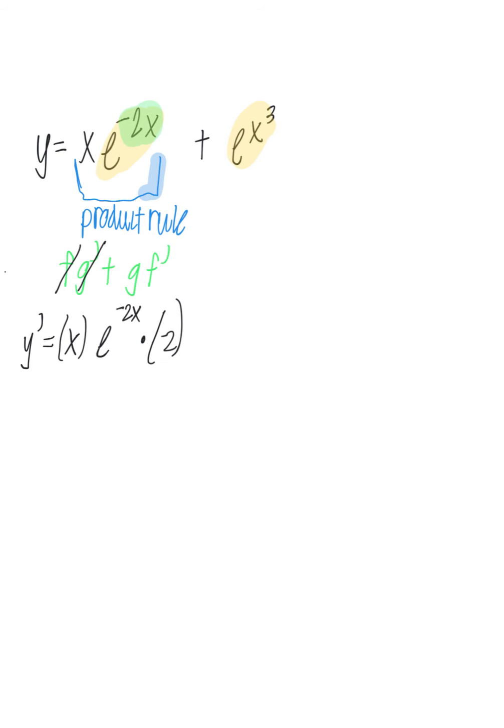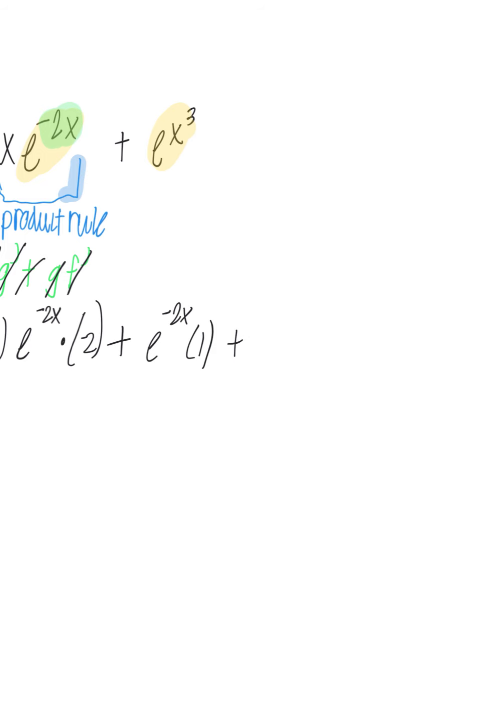To finish out the product rule, I'm going to write a plus sign. Look, helping myself out, okay? G was e to the negative 2x, copy and paste it. And f prime, f is 1. Excuse me, f is x, so f prime is 1. So I have done my product rule. Now I'm going to actually take the derivative of e to the x cubed, which is another chain rule. So the outside is e, the inside is x cubed. I literally copy paste e to the x cubed and multiply by the derivative of the inside.